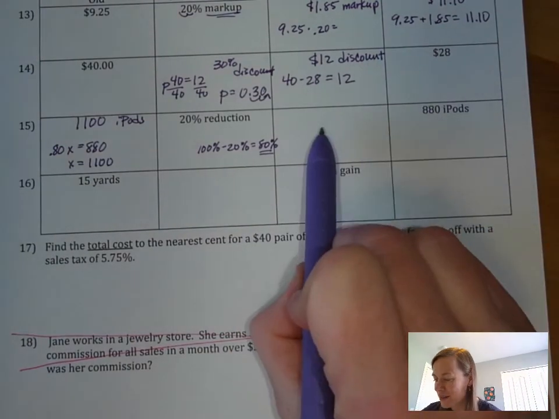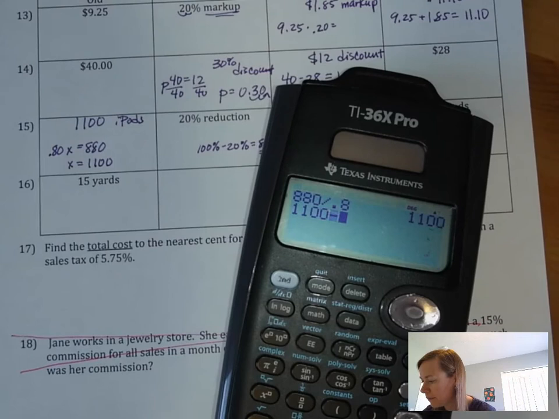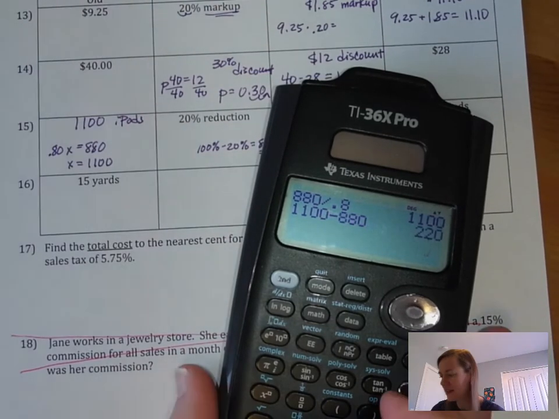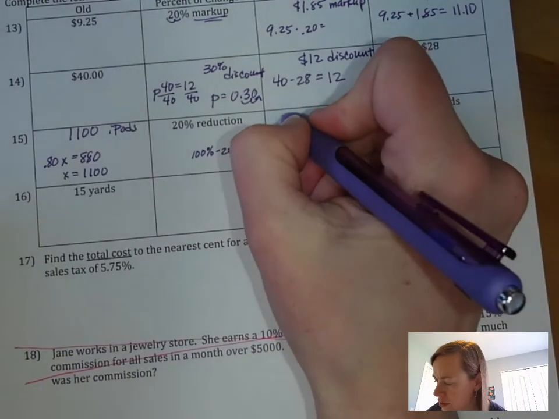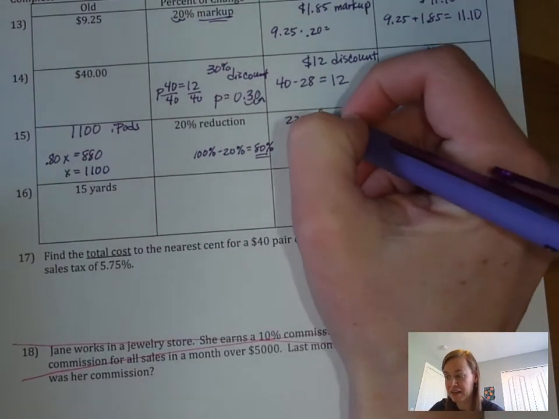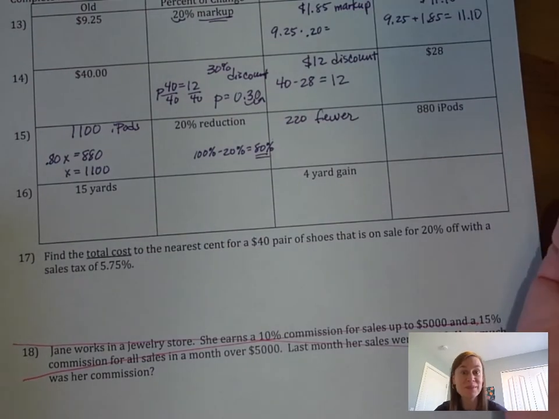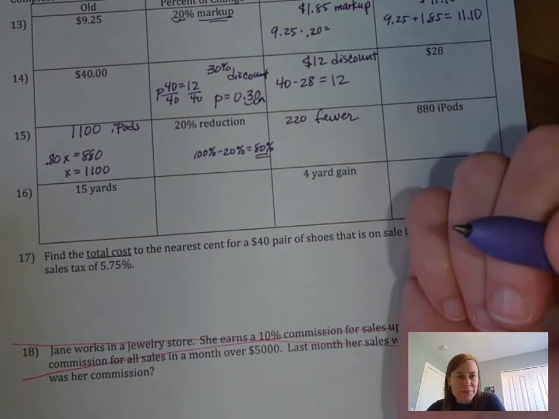And what was the amount of change? Well, in this case, you can just subtract 1,100 minus 880, and you're going to find out the change was 220 iPods, or 220 fewer, I guess. As long as you indicate that there are less, you could have put less also. Okay, and there's that one.